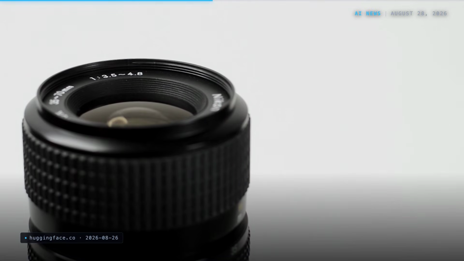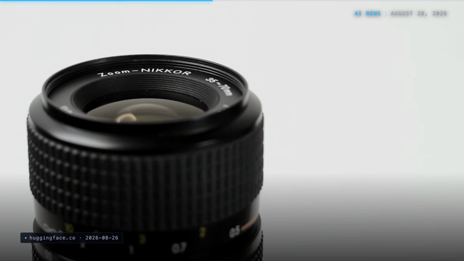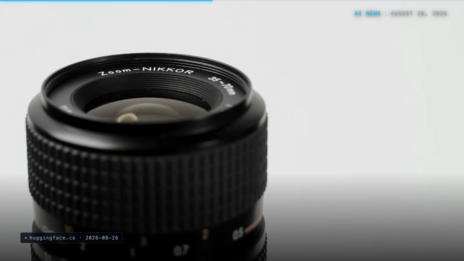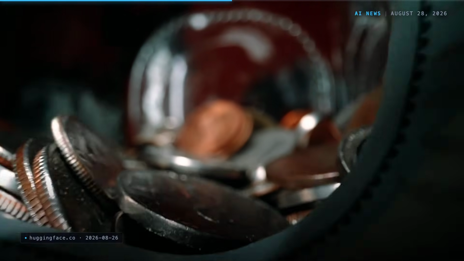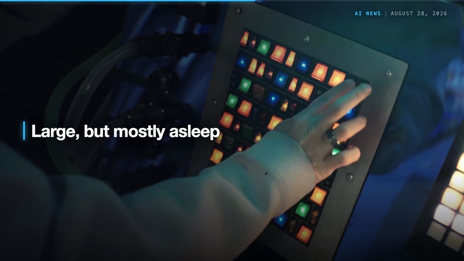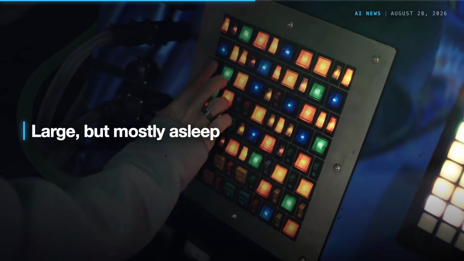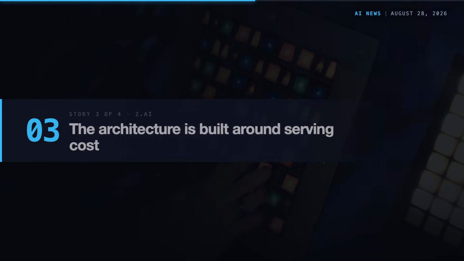It is also the first model in the series to handle images and video natively rather than through a bolt-on. That combination is what lets a very large model be priced like a small one. Sparse activation is how a model this large ends up costing roughly what a small one does.